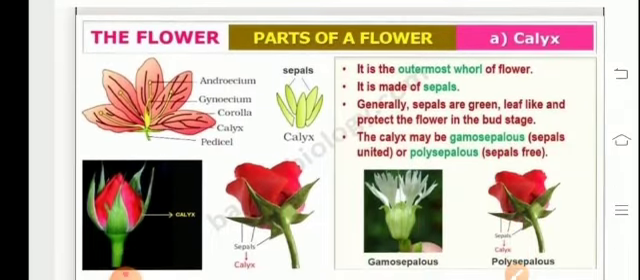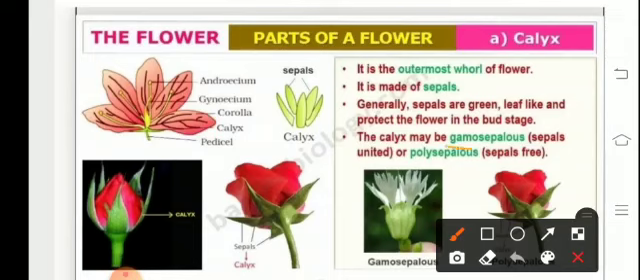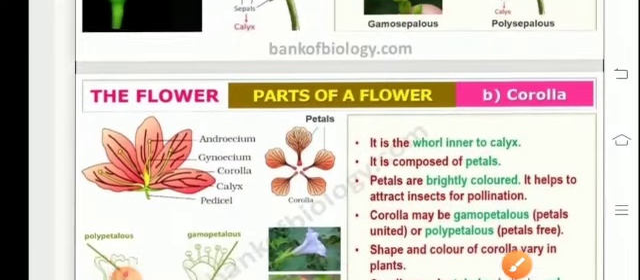Now when we talk about the calyx, it is the outermost whorl of the flower. It is green in color. It protects the flower in the bud condition. The calyx could either be gamosepalous, that means the sepals are united, or they could be free, the polysepalous condition. So in certain cases where the flowers are funnel shaped, we see that the calyx is fused. In certain cases like rose, the calyx is free.